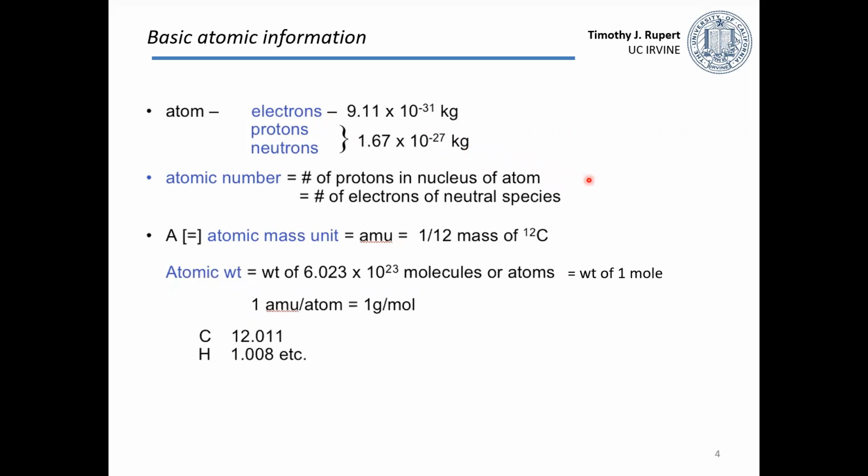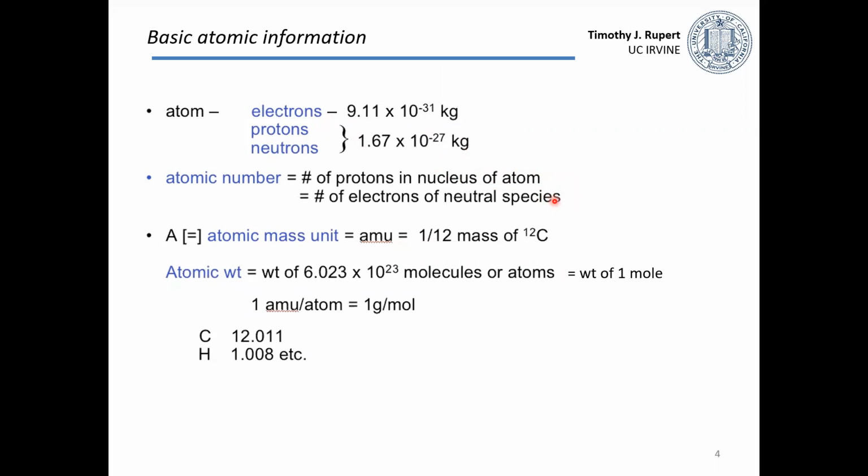When we talk about the atomic number of an atom, what we're really describing is the number of protons in the nucleus of the atom. If we have a neutral species, where the number of protons is balanced by the number of electrons, that also tells us the number of electrons.